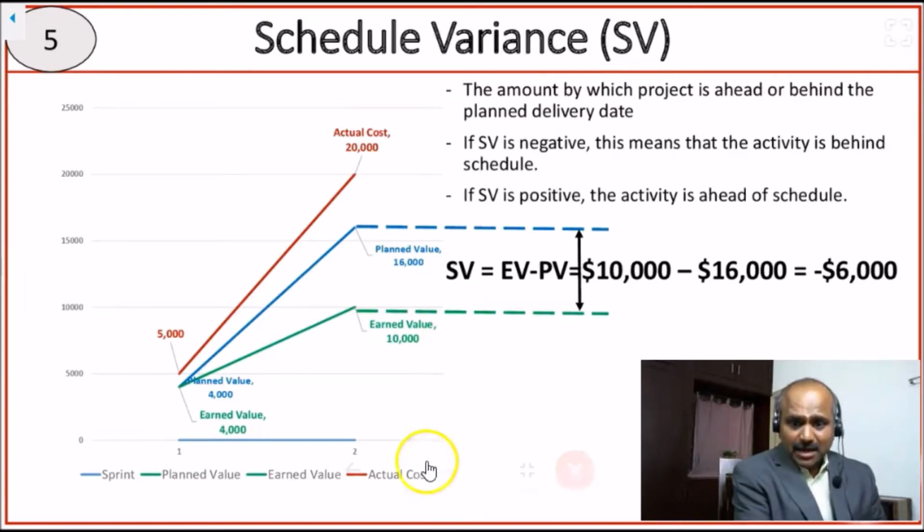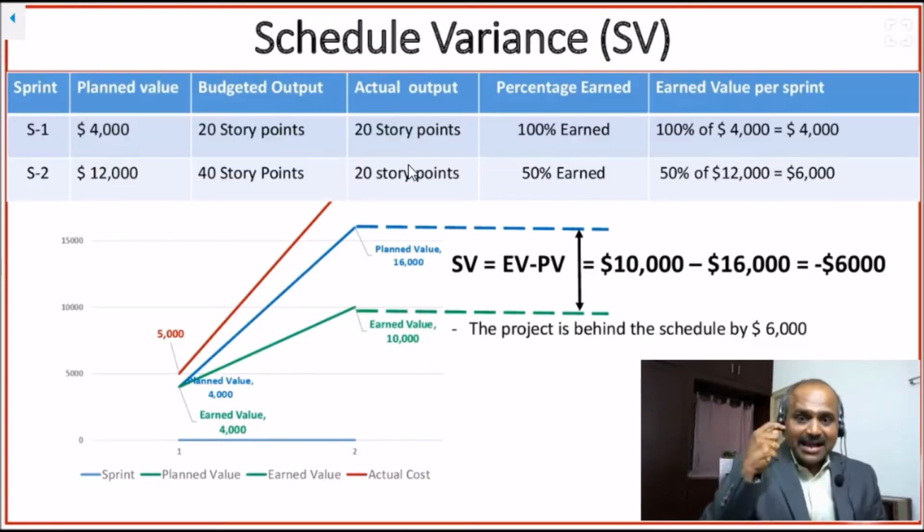If you take our actual example here, 20 story points worth of work is what we completed. That means 50% is what we have earned, and another 50% is still remaining. So out of $12,000, only $6,000 is what we have earned. Another $6,000 we are yet to complete. So this is what schedule variance is telling us. The project is behind schedule by 6,000.